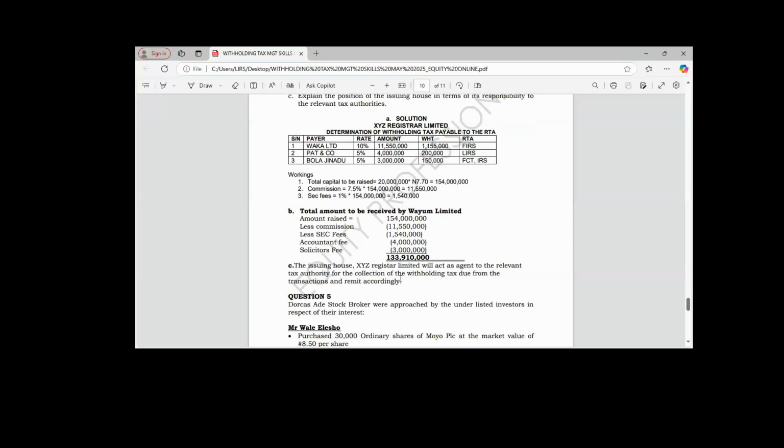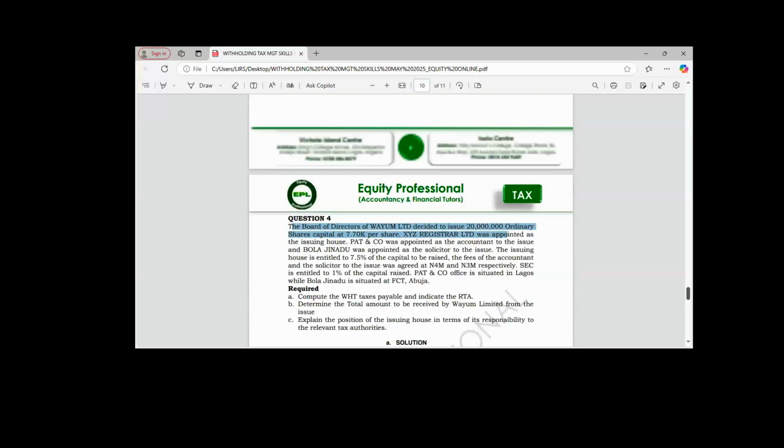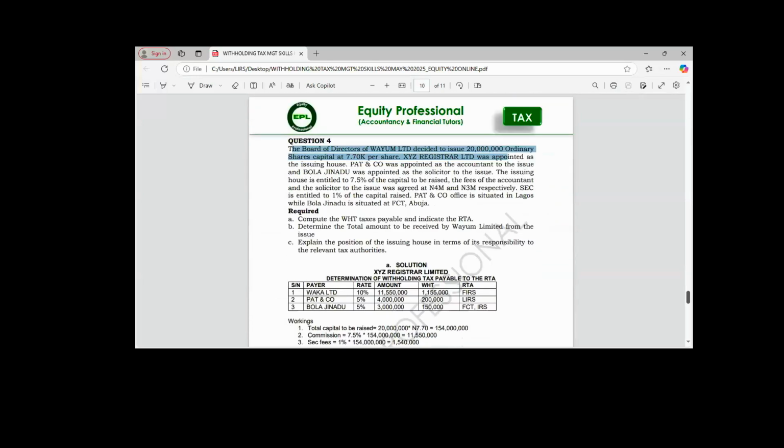They will act as agent to the relevant tax authority for the collection of the tax and remit accordingly. We are going to act as agent for the collection of the withholding tax. So let us take on. Any question?